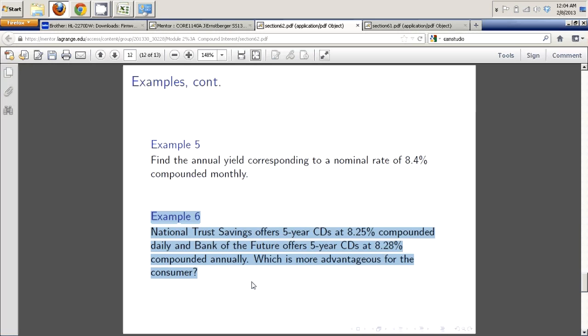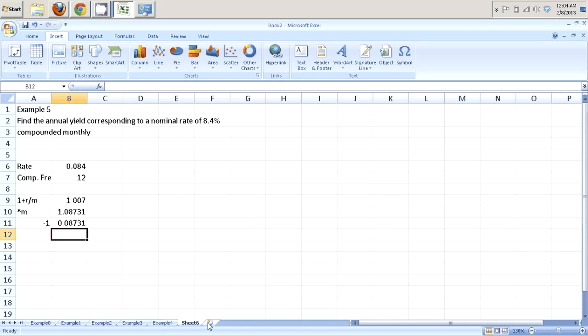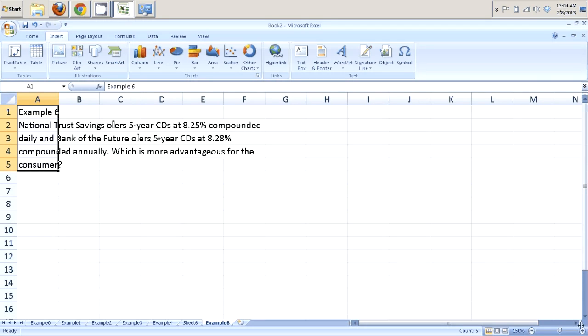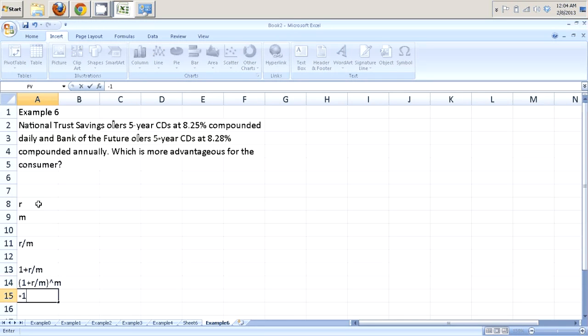National Trust Savings offer 5-year CDs. Let's look at this one. National Trust Savings and Bank of the Future both offer 5-year CDs at different interest rates with different compounding frequencies. Which is the more advantageous for the consumer? Now, this is where I'm going to say, let's set them up a little bit. Okay? So I'm going to do 1 plus R divided by M to the M, and then minus 1. Okay. So the National Trust Savings and the Bank of the Future, make a nice little table here.